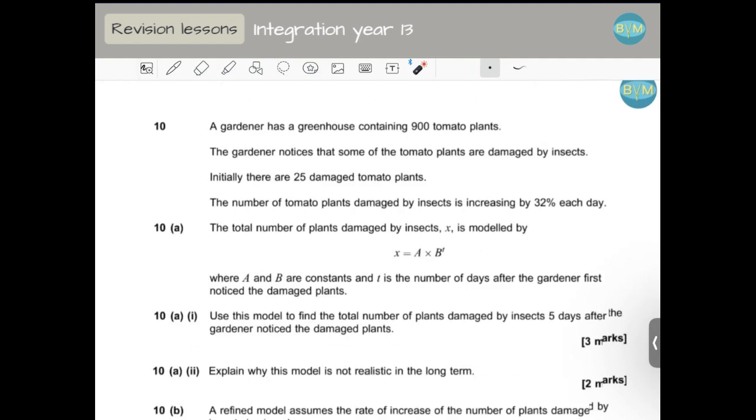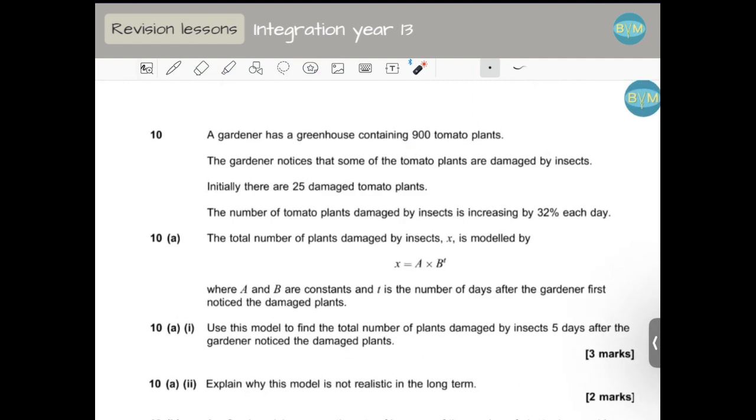A gardener has a greenhouse containing 900 tomato plants, and the gardener noticed that some of the tomato plants are damaged by insects. Initially, there are 25 damaged tomato plants. The number of tomato plants damaged by insects is increasing by 32% each day, and it can be modeled by this expression here. A and B are constants. T is the number of days after the gardener noticed the damaged plants. Use this model to find the total number of plants damaged by insects 5 days after he noticed that.